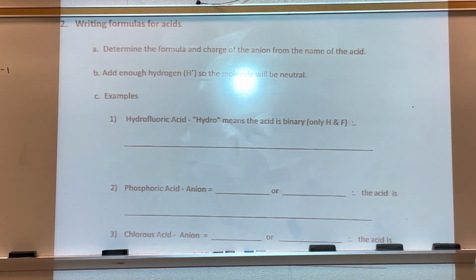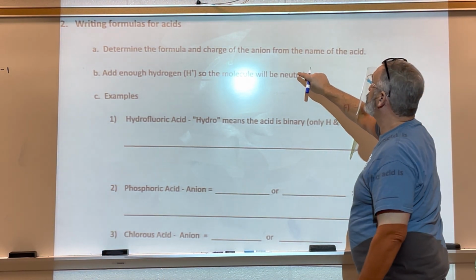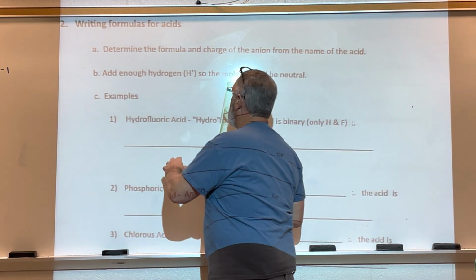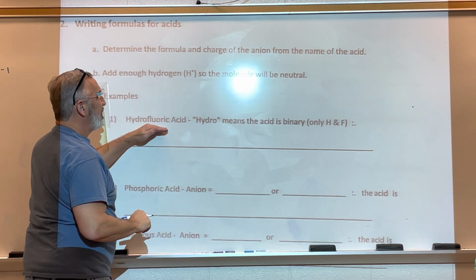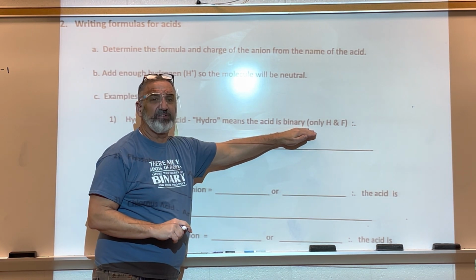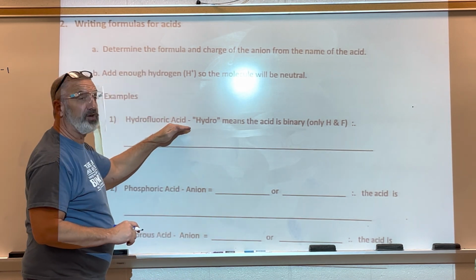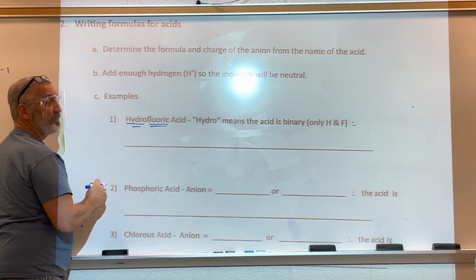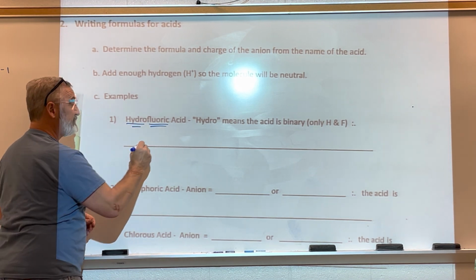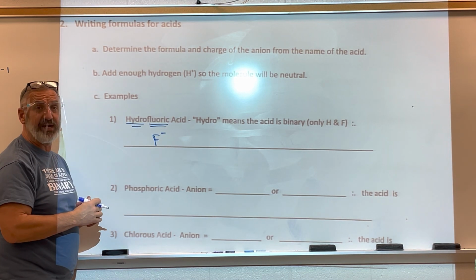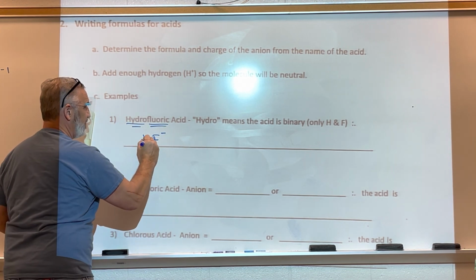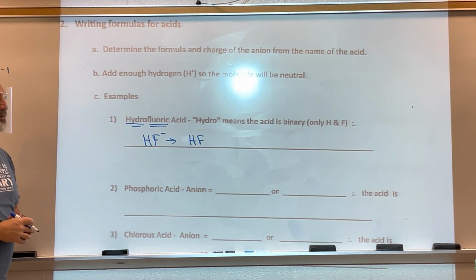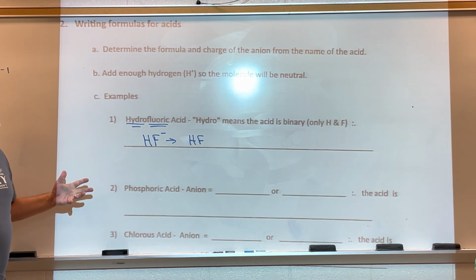All right, so if we're going to write the formulas, we have to look at the formula and charge of the anion. It's all about the anion. Then you add hydrogens to make it neutral. So hydrofluoric acid means that the acid is binary, hydro. Since it's hydrofluoric acid, what anion must it be attached to? The fluoride, right? Which we know to be F minus. So how many hydrogens do I add to make that neutral? Just one, because each hydrogen is plus 1. So HF is going to be the formula for hydrofluoric.